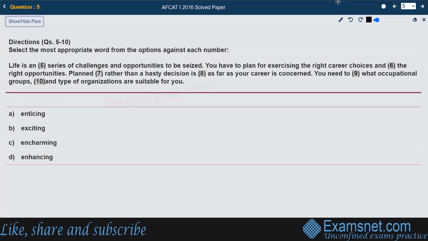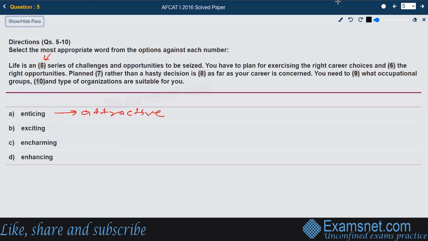Now there is a paragraph given, and there are gaps in the paragraph, numbered 5, 6, 7, 8, 9, and 10, as they are the question numbers. We are supposed to fill in whichever option out of those available should come at that particular position. So let us read the paragraph. "Life is a dash series of challenges and opportunities to be seized." We need to understand: life is a dash series of challenges and opportunities. Let us go by the options. The first option is enticing. Enticing actually means attractive.